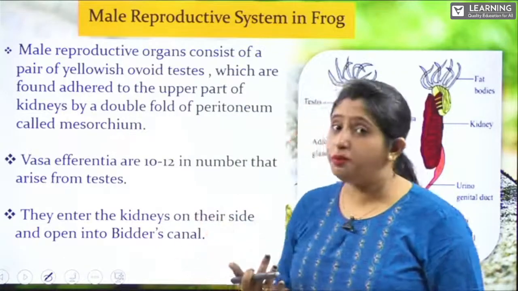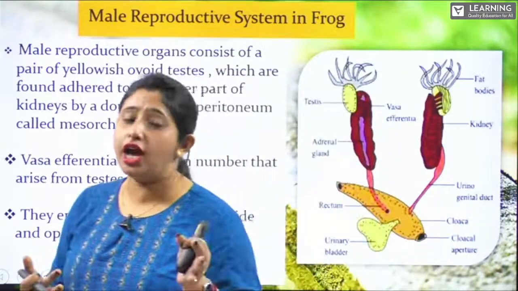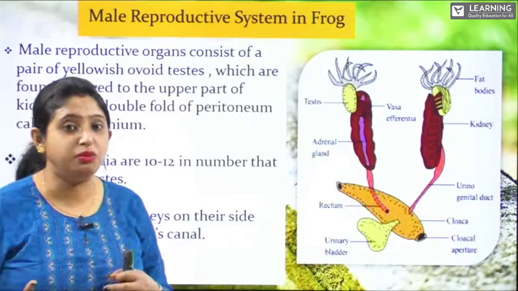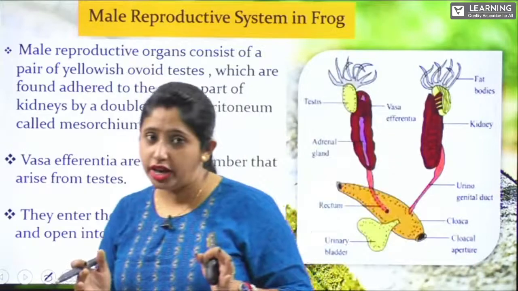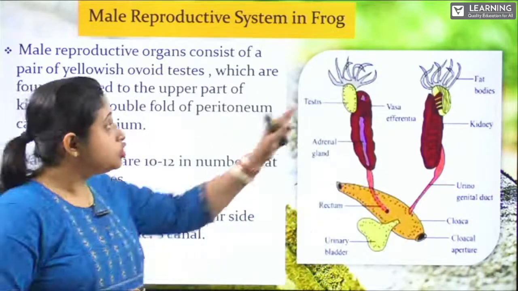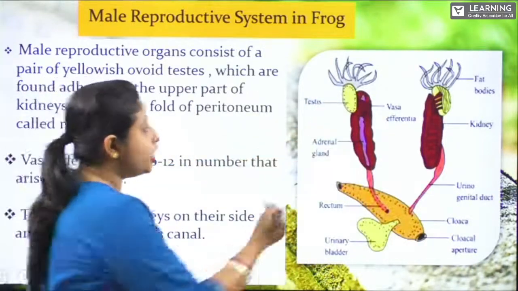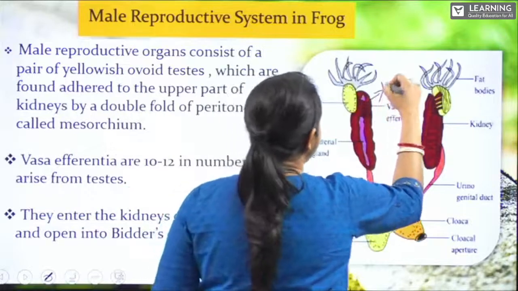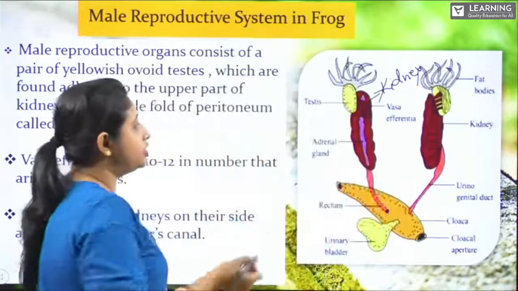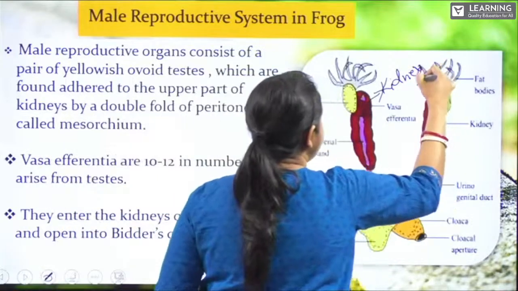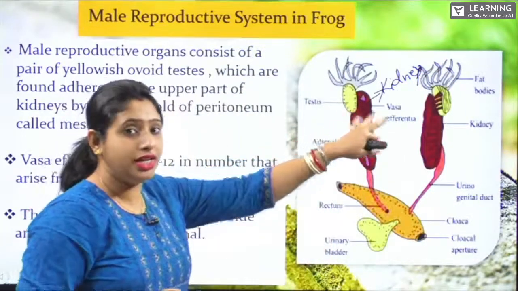In human beings, for reproduction we have testes in males and ovaries in females. Similarly, frogs also have a pair of testes lying near the kidney. As you can see, this is the kidney, and this yellowish color is the testis, which lies near the kidney.